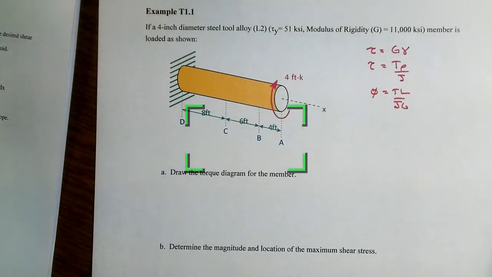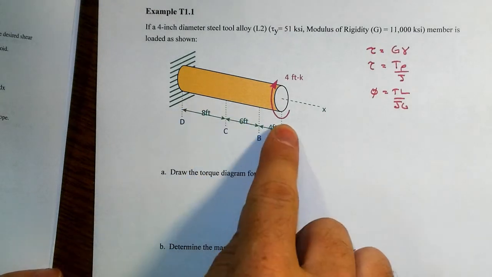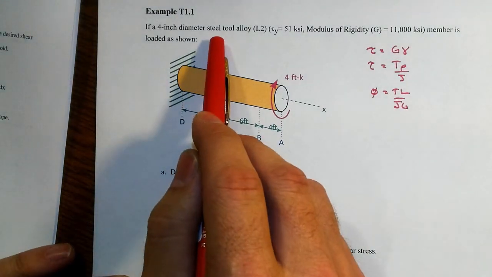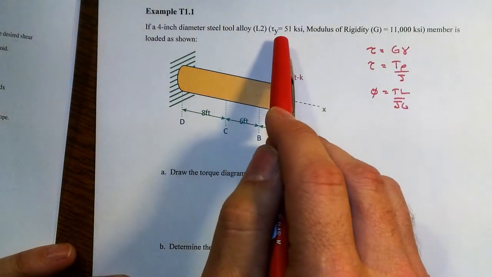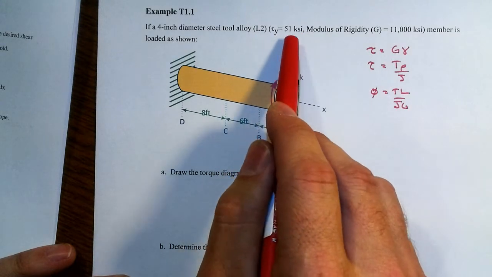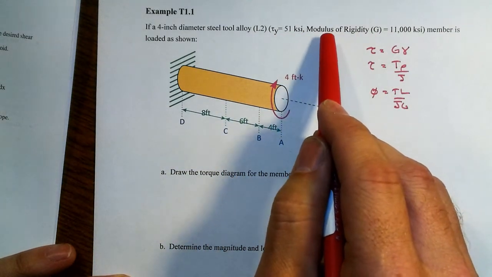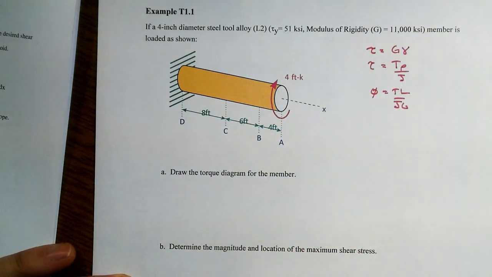In this basic example of torsion, we've got a solid shaft that is 18 foot long, has a 4 foot-kip torque being applied at its end. The material is a steel tool alloy L2. It has its yield stress of 51 ksi. Its modulus of rigidity, also sometimes called the shear modulus, is 11,000 ksi.